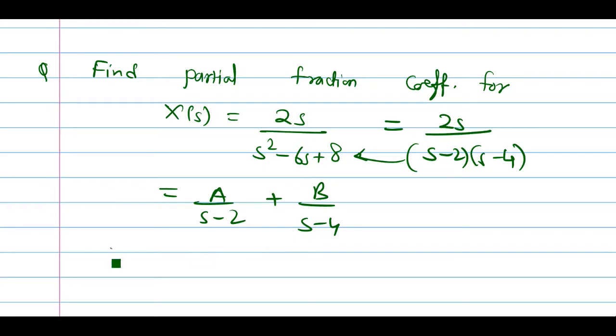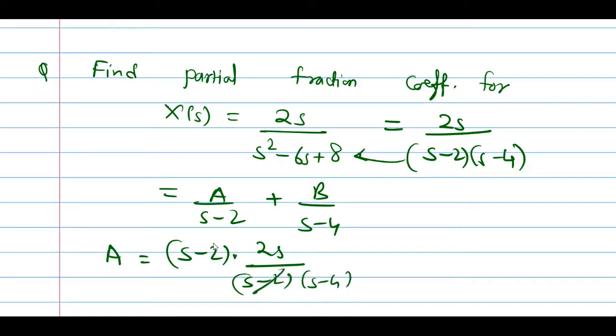So to calculate the value of A, what is there in the denominator? s minus 2 into x of s. X of s is 2s upon s minus 2, s minus 4. So s minus 2 cancels. This we will calculate at s minus 2 equal to 0, that means s equal to 2. So its value comes out as 4 upon 2 minus 4, that means minus 2. So its answer is minus 2. A value is minus 2.